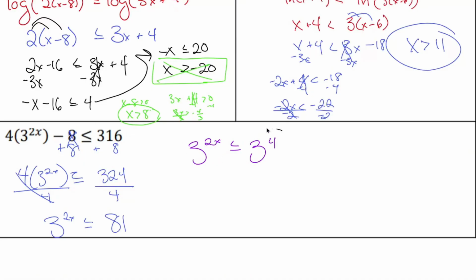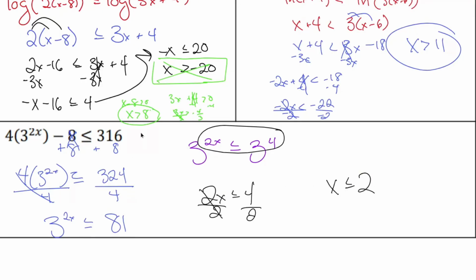Base 3 again. Set these guys equal to each other. 2x is less than or equal to 4. Divide by 2. Divide by 2. X is less than or equal to 2. I'm allowed to plug in negatives all I want, so let's do that.